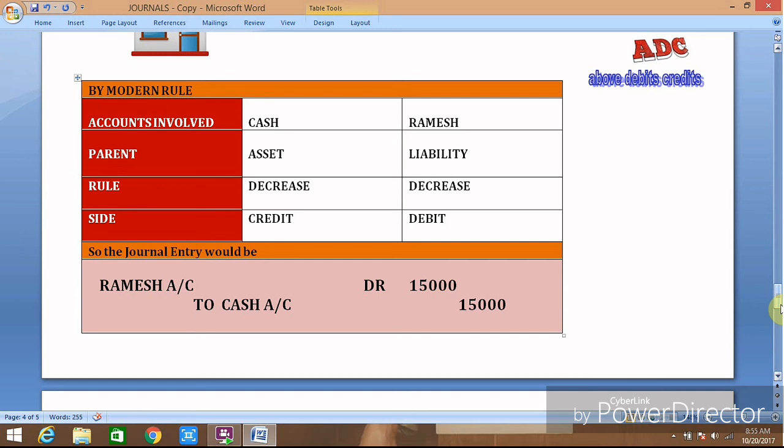Fine. So guys, these were some of the examples. Stay tuned for more transactions and more journal entries, which are coming straight away.